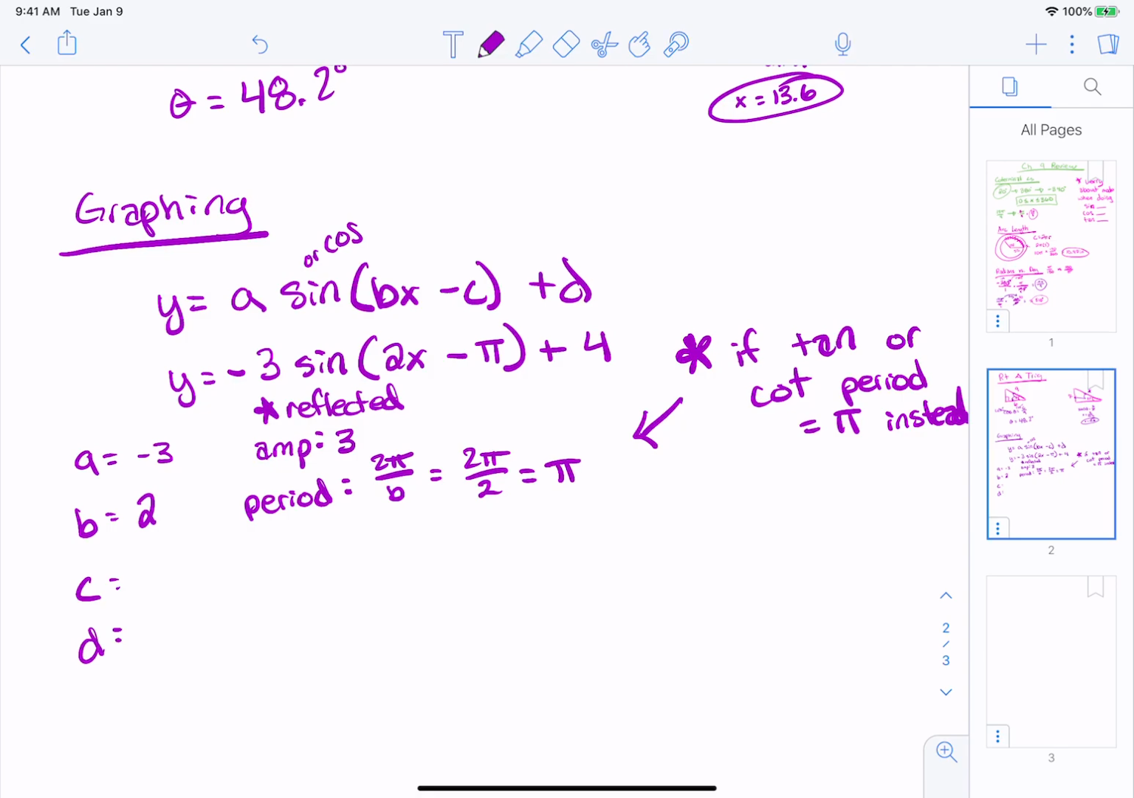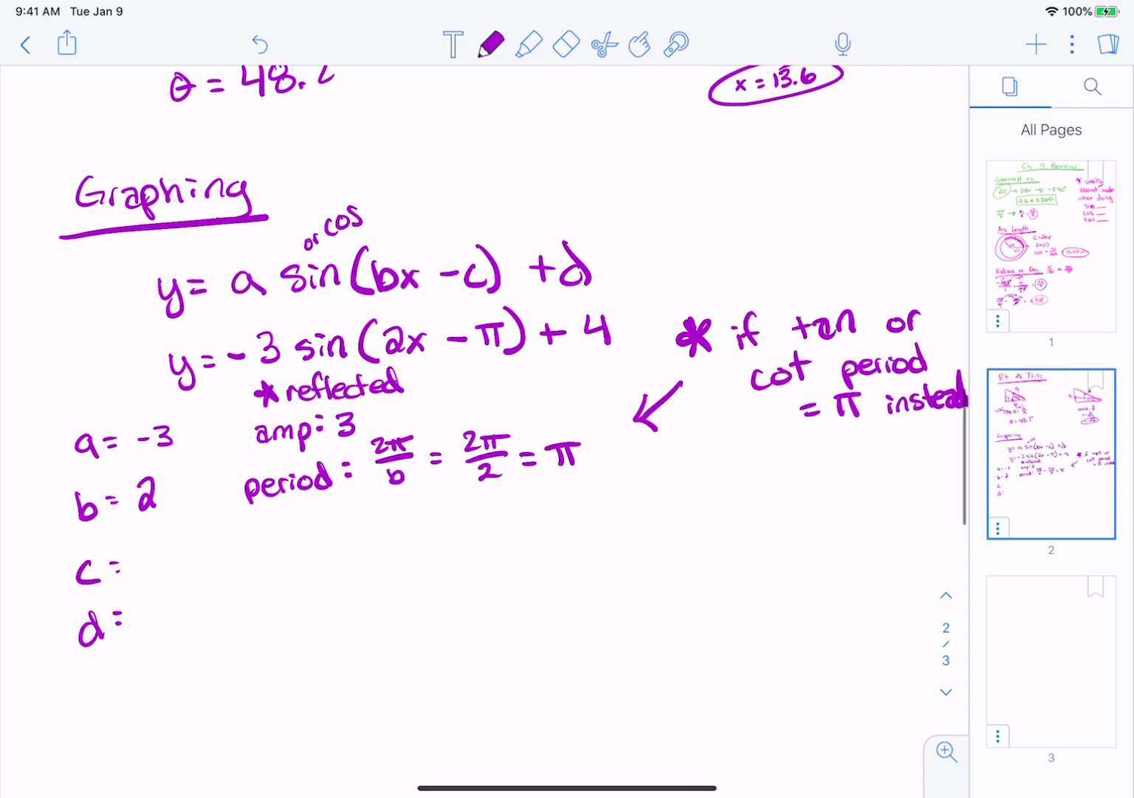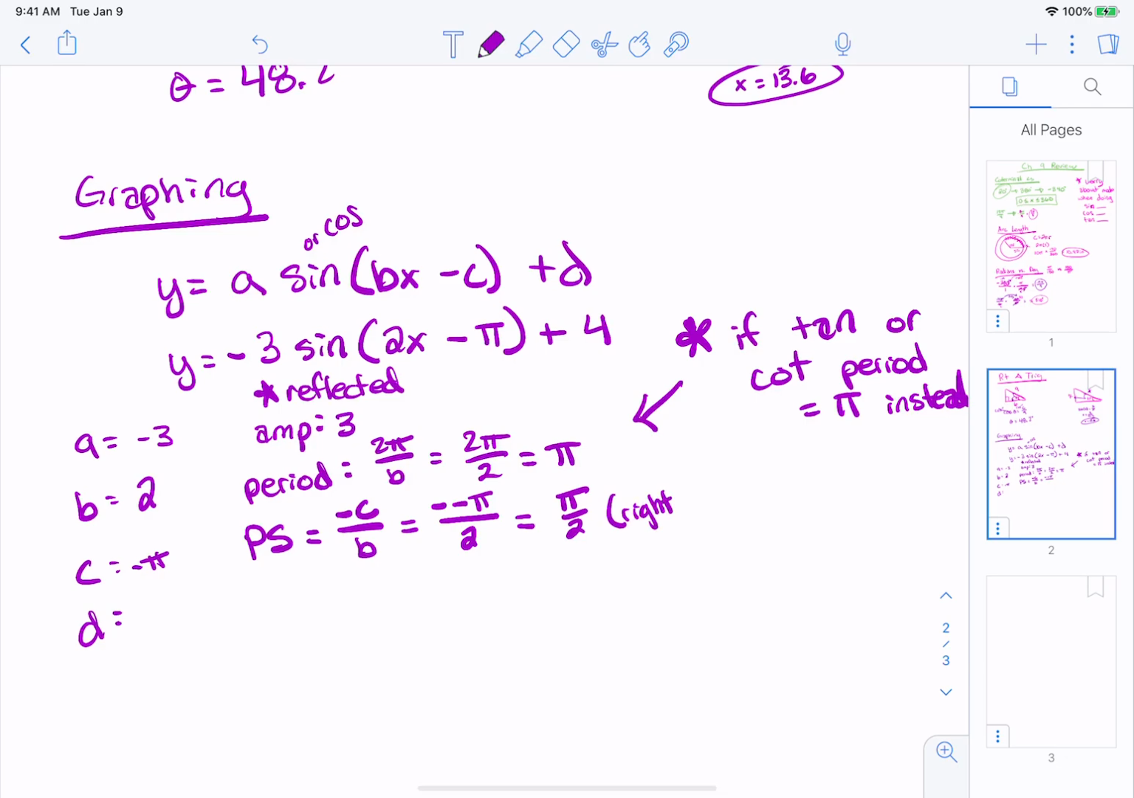C, what's the C value? -pi, okay? And what does that help us find? The phase shift. Okay, so to do phase shift, we take -c and divide by b. So in this case, it would be negative pi over b was 2. So pi over 2, that means I'm going right pi over 2. That's what that guy means. Okay.